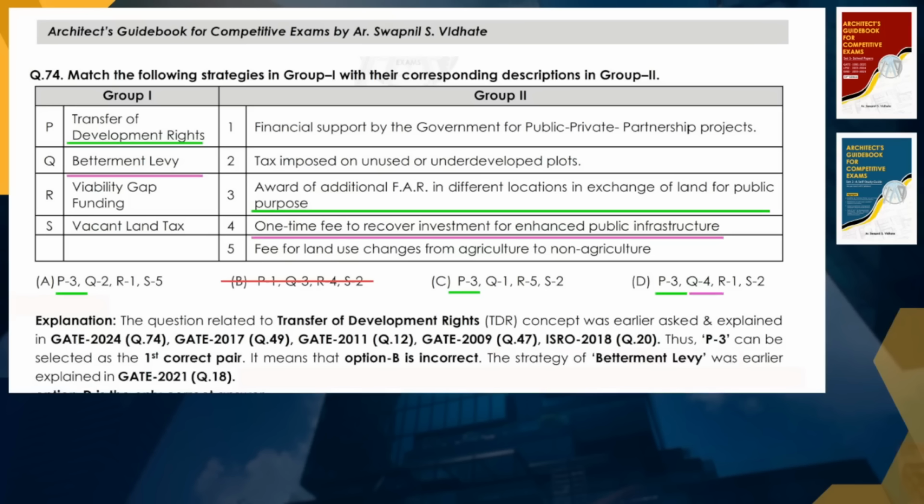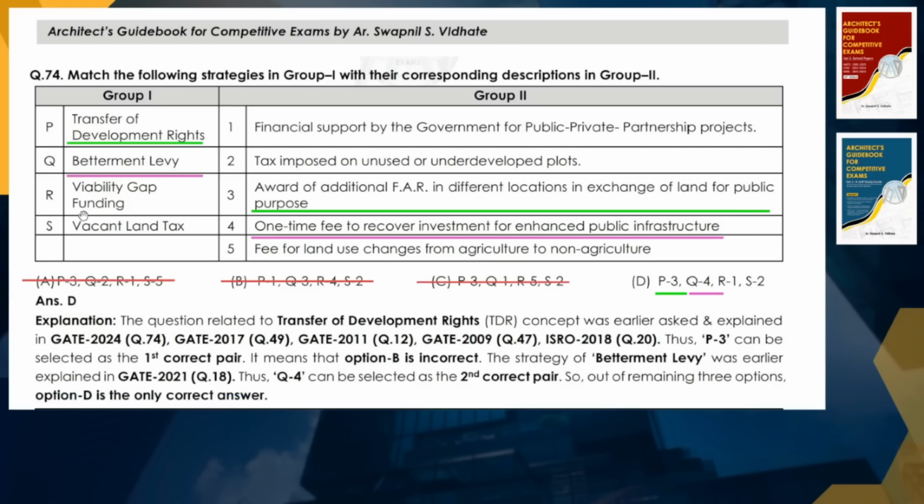Next, the question related to the betterment levy, the strategy of betterment levy. The question was earlier asked and explained in GATE 2021 at question 18, right? So betterment levy is correctly described as a one-time fee to recover investment for enhanced public infrastructure, right? So Q4 is the next correct pair, which we can see is provided in only option D. Option C says Q1, option A says Q2. So both these options, A and C, will be the incorrect ones. Your only correct option is option D.